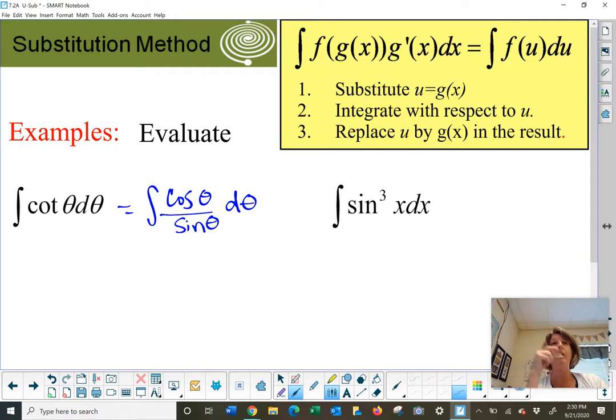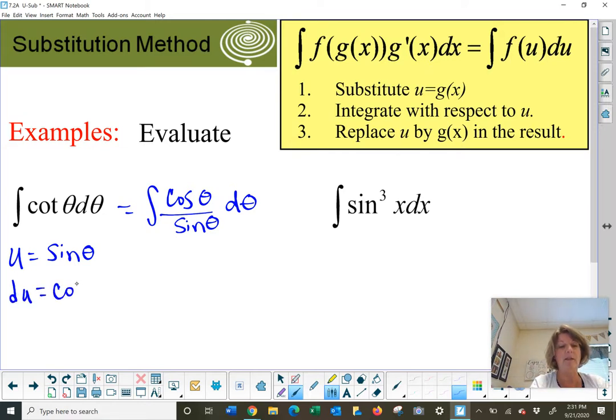And normally I look to the denominator to pick the u. So I'm going to say u equals sine of theta, because when I was looking at this, they are kind of each other's own derivative, aren't they? So it made it a little harder to select your u. But normally let u come from the denominator if that's a possibility.